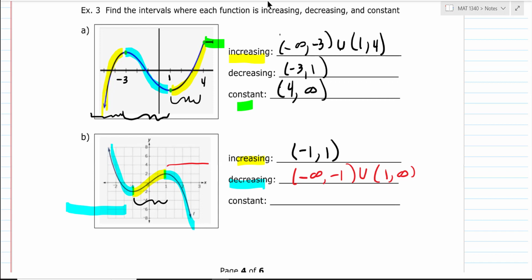Okay, is this thing constant ever on that thing? No. Okay, it never levels off. So we would just say constant, we would just say none. That's good enough. Okay.